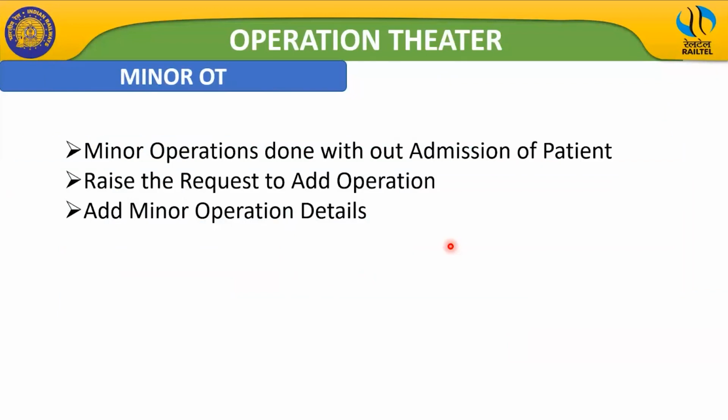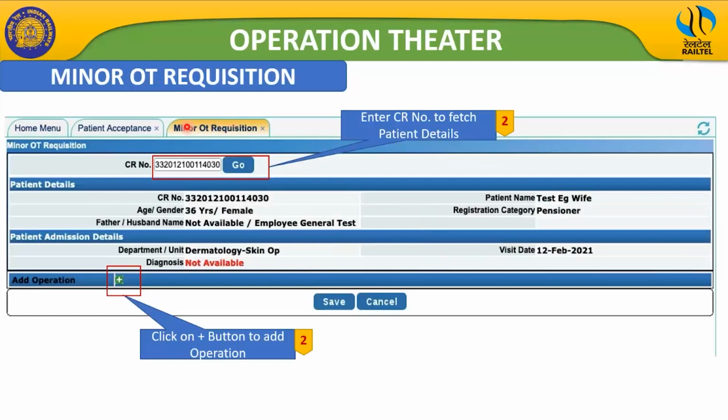We will also have the minor OT related tab here. In minor OT, there is a difference here. We don't have to admit the patient here. Directly the minor OT related information can be filled for the patient. Let us see how it happens for the minor OT. By clicking on the minor OT menu option here, the patient CR number can be entered directly, and the patient information will come.